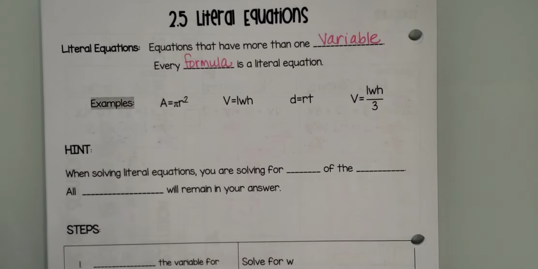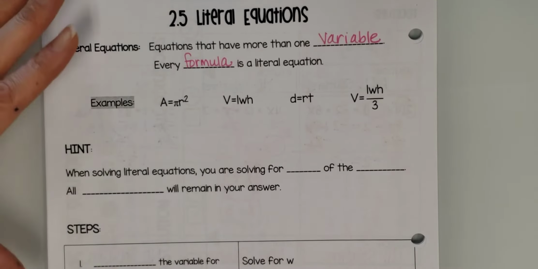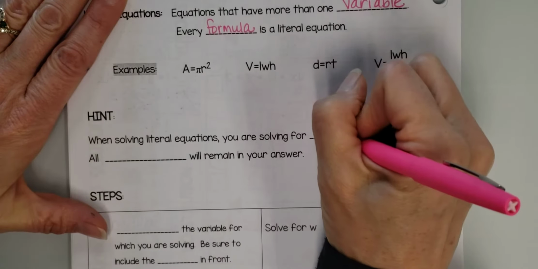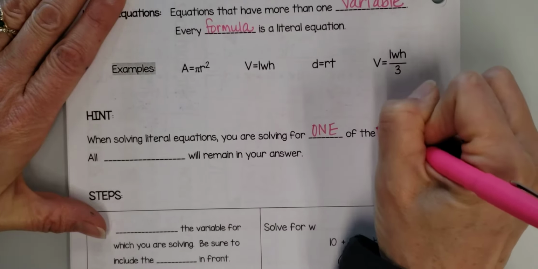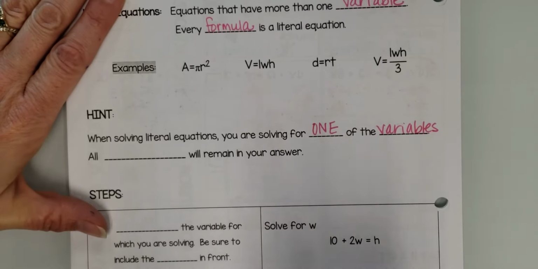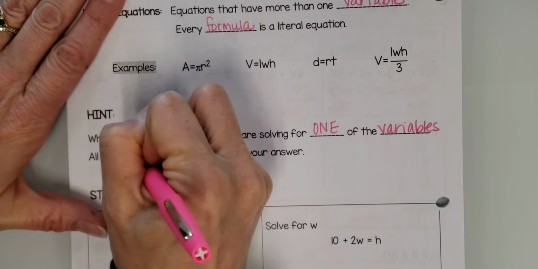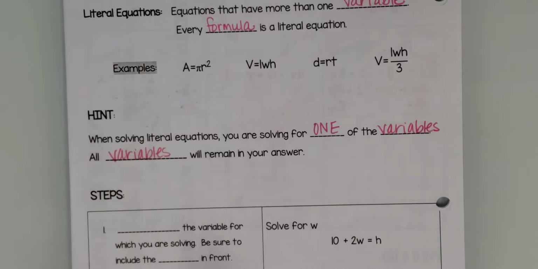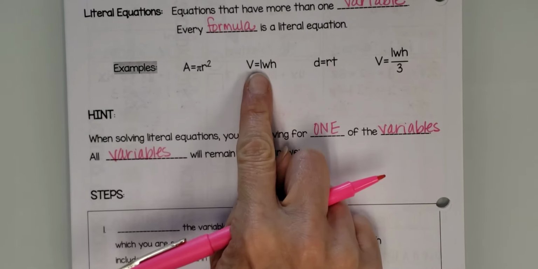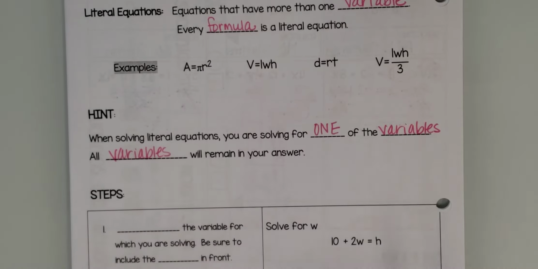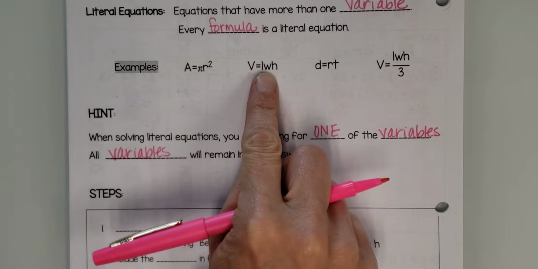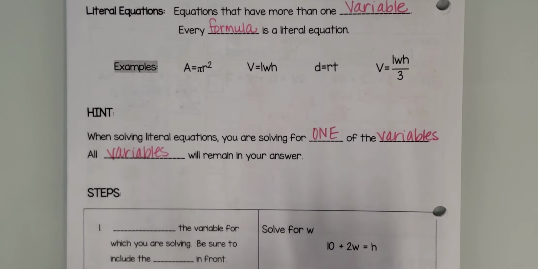Sorry, whoa, that really didn't help, did it? Okay, so here's a hint. When solving literal equations, you are solving for only one of the specific variables. All variables will remain in your answer. Like I said, we're not going to be given the values of these. We're not going to say, find the volume if the length is 3, the width is 2, and the height is 7. That's not what's going to happen. What's going to happen is it's going to say solve this equation for W. And then we're going to have to solve this equation, for example, for W.